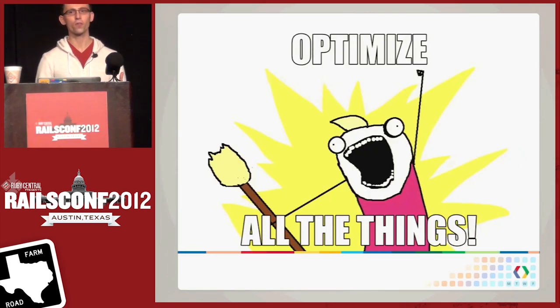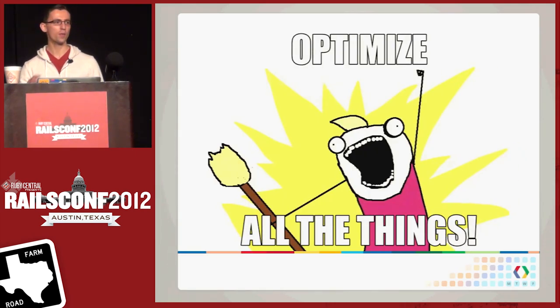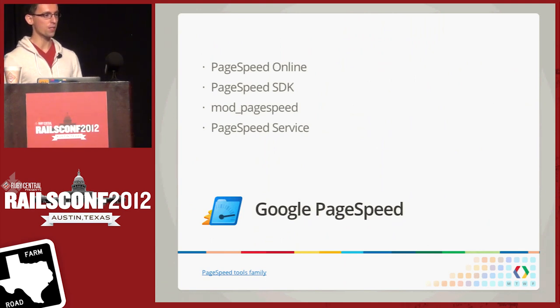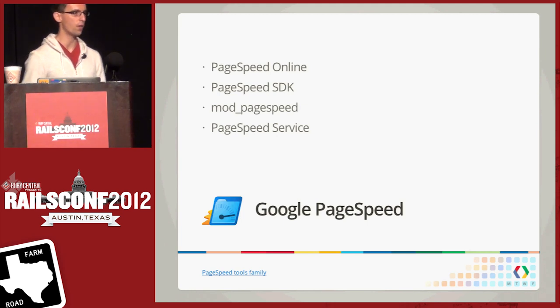So now, right, we've talked about what we're trying to measure. We talked about the tools. Now we need to actually get to the optimization part. So there's a lot of different tools out there. I'm going to talk about one family of tools that we've been working on, which is the Google PageSpeed family. And there's a number of different products in here. There's Online, SDK, and a few others.